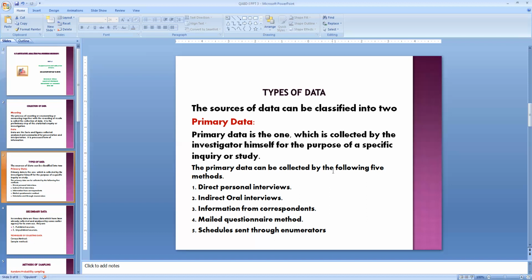And the last is called schedule sent through enumerators. Under this method, enumerators or interviewers, those who take the interview, schedule the time. They meet the informants and fill in their replies. Often a distinction is made between a schedule and a questionnaire. A schedule is filled in by the interviewers in a face-to-face situation with the informant. A questionnaire is filled in by the informant, who receives it and returns it by post. It is suitable for extensive surveys. So these are all the methods of primary data.